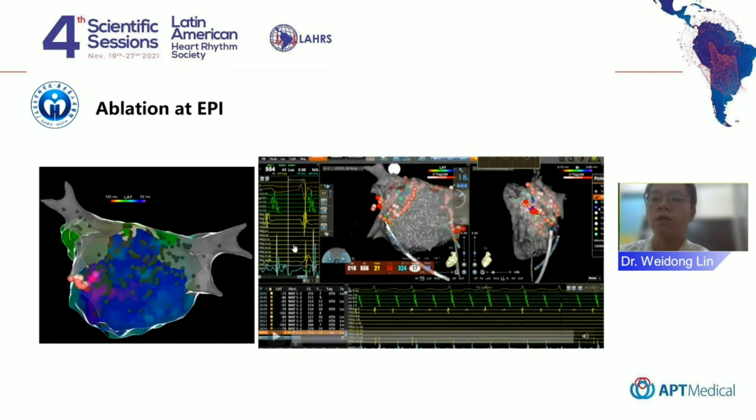The video cannot play. So you mean you ablated the ligament of Marshall here? Yes, yes. It seems like the opening side of the muscle of Marshall. I think during ablation, the atrial flutter terminates.